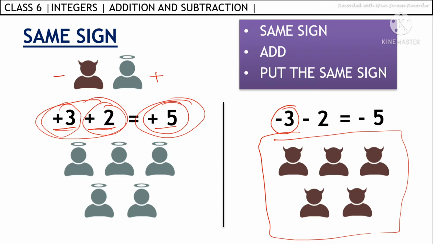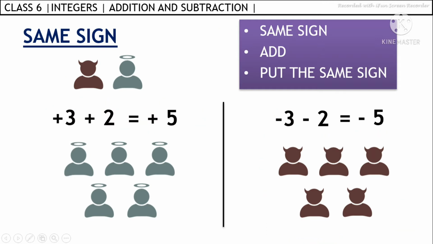Now let's see how the rule works for same sign. First thing, integers of same sign, then we will add them. We will add their values, irrespective of whatever the sign is, whether both are negatives or both are positives. Then we will put the same sign. So as you can see here, the same thing has been done.